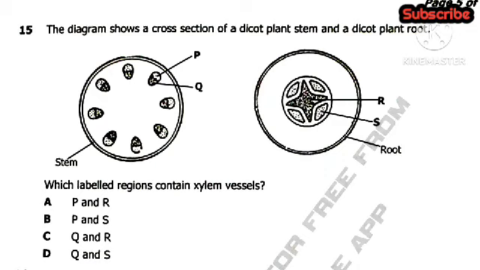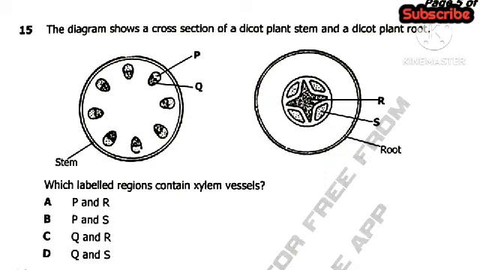Number 15, the diagram shows a cross-section of a dicot plant stem and a dicot plant root. Which labeled regions contain xylem vessels? Xylem vessels transport water and mineral salts from the roots to the leaves through the stem.